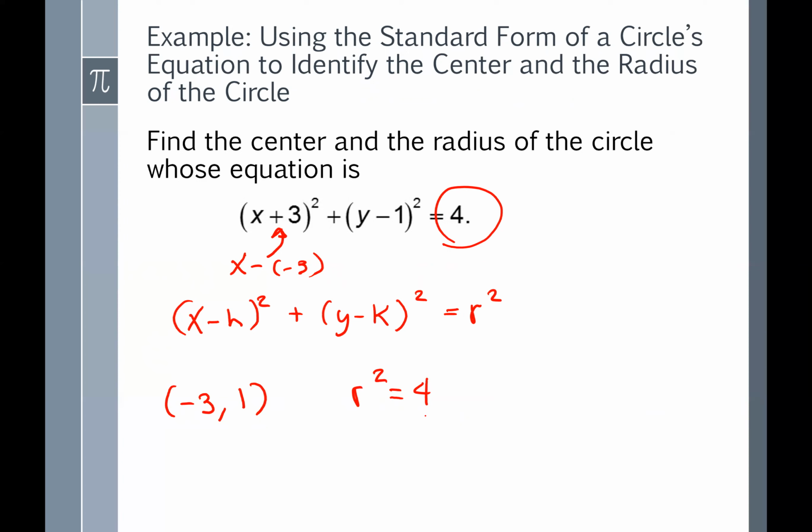And since we're talking about a distance, we're going to take the square root, and that distance will be positive. We don't need a plus or minus. It doesn't make sense for a radius to be negative. So r is equal to the square root of 4, which is 2. So the center of this circle is at (-3, 1), and its radius is 2.